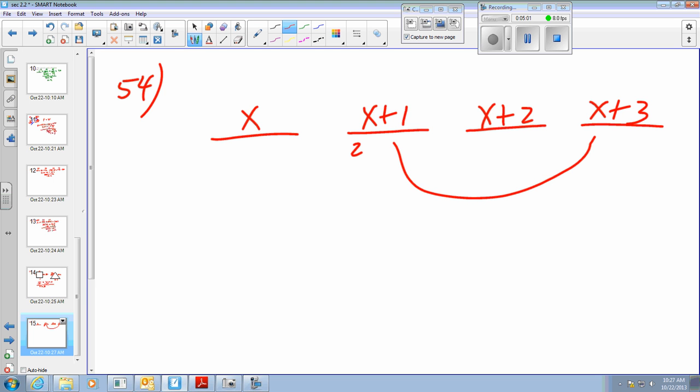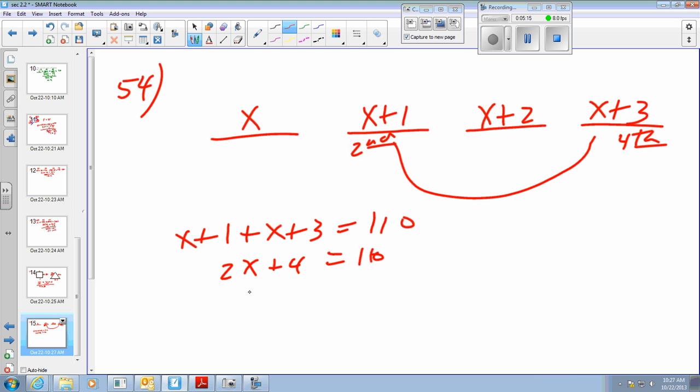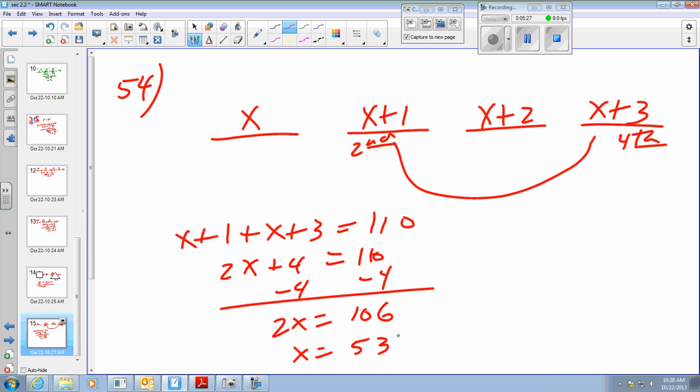So this one's the second. This one's the fourth. If I add them together, their sum is 110. So I get 2x plus 4 equals 110, minus 4 minus 4. I get 2x equals 106, so x must be 53. Now, is the second number 53, or is it this first number that's 53? Well, because it's x equals, we would say this one's 53, this one's 54, this one's 55, and this one is 56.